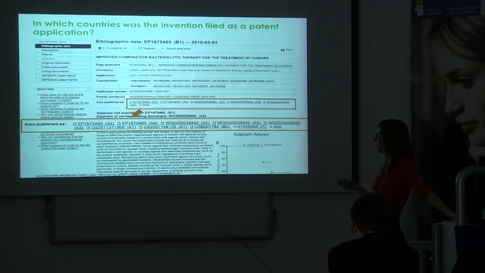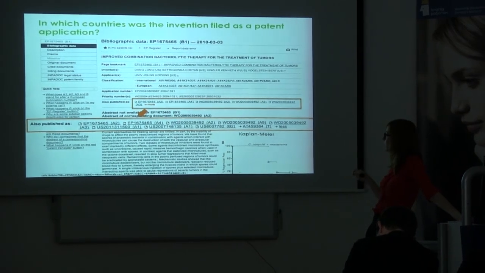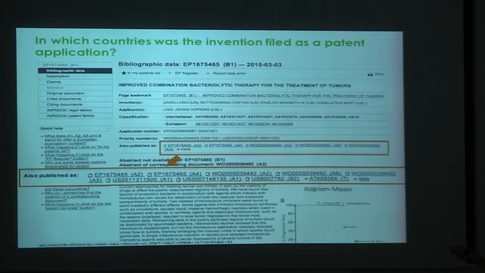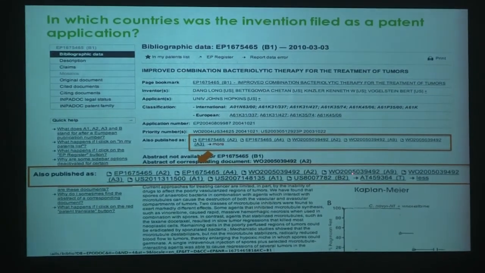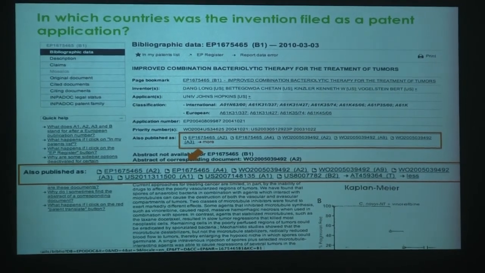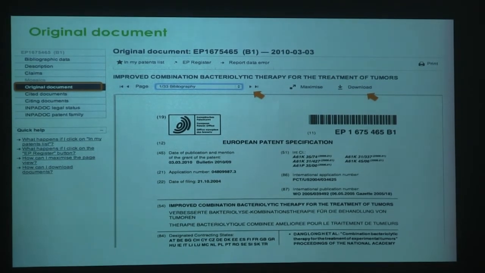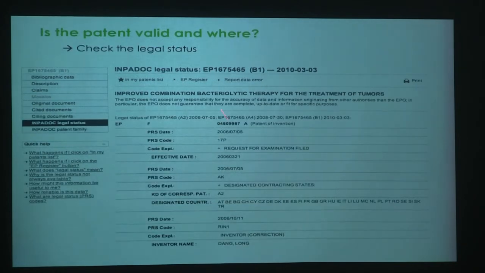Which countries has the inventor filed a patent in? You get in this line, also published as, so you can see it has been a European application, which went through several stages, and after every change, another document is created in the database. So you can see all the full documents. This is an international application, a US application, a US patent, and an Austrian, I think this is a utility model, which is a sort of short-term patent. So important info. You can also open original documents and search through them or save them for later use or printing.